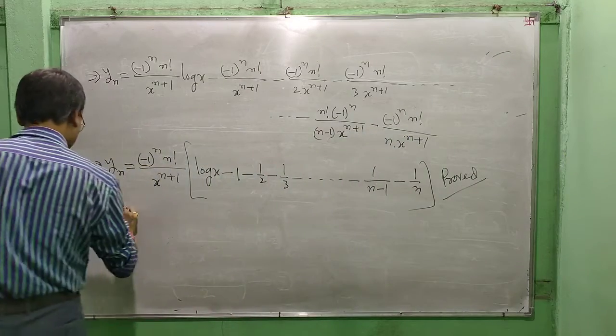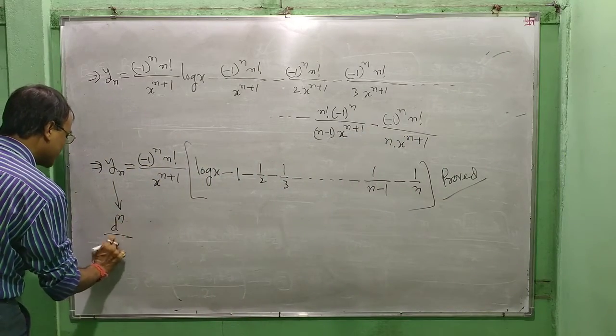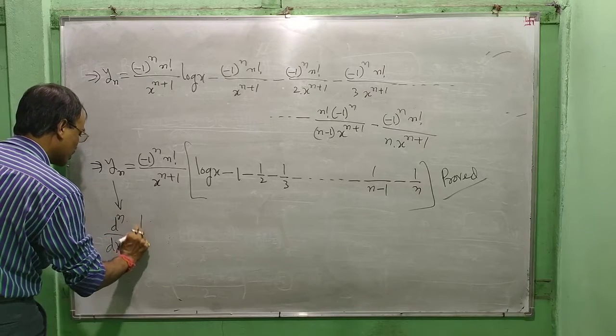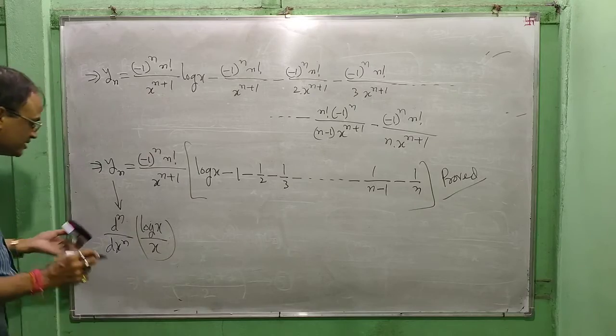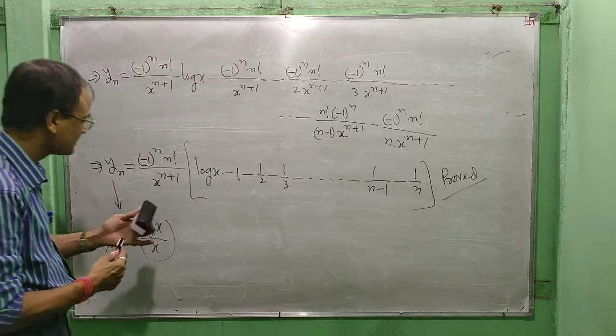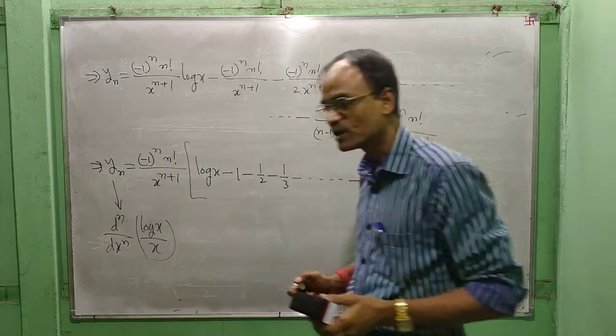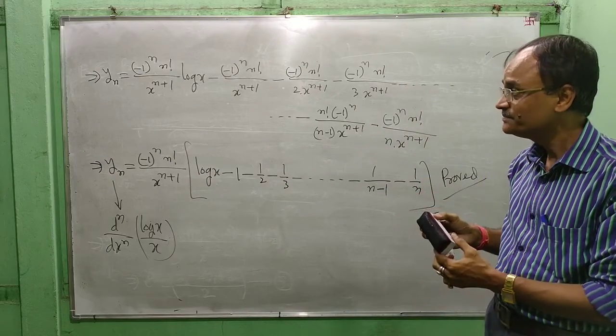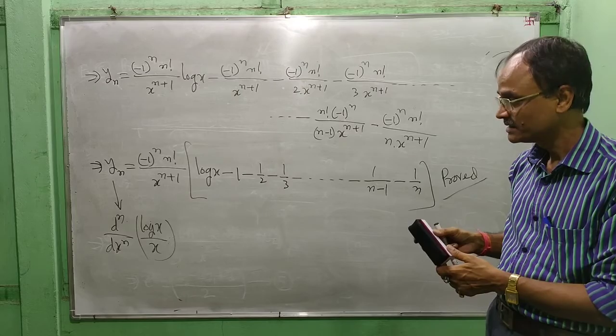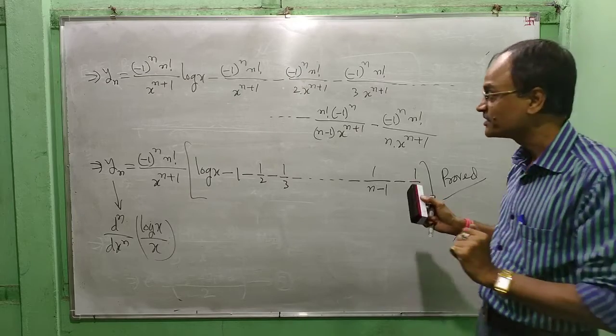What is this? This is nothing but d to the power n by dx to the power n of log x divided by x. This is equal to log x divided by x. Perhaps you understand this.